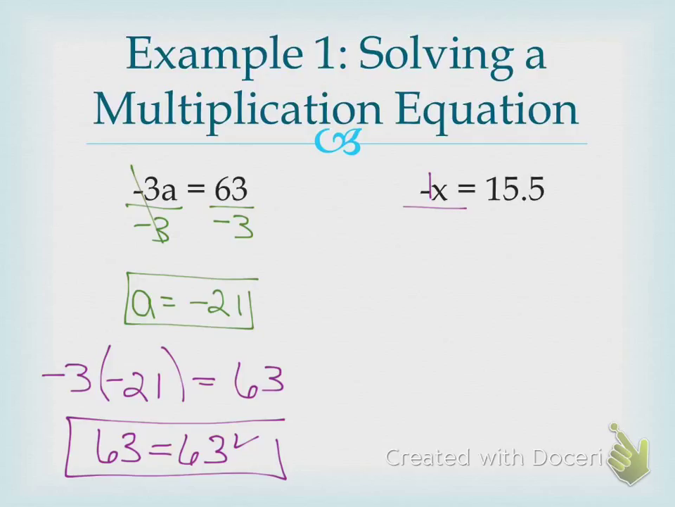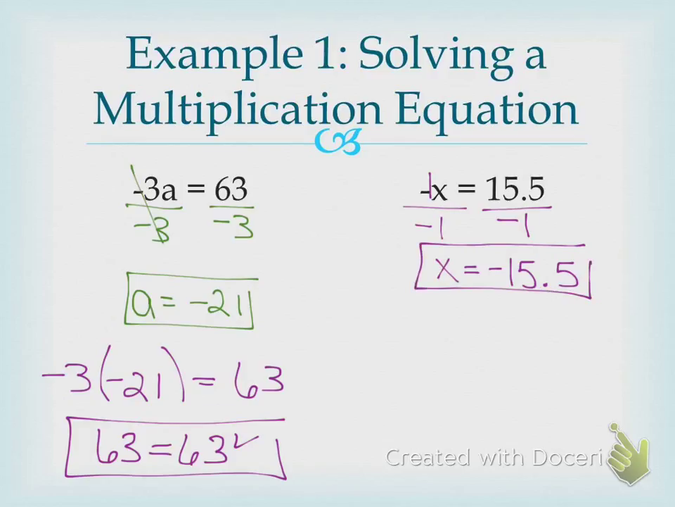Not 1, but negative 1. Divide by negative 1. You cannot have a negative variable. You have to take your negative with you to the other side. Divide both sides by negative 1. So basically, your sign just gets reversed. X equals negative 15 and a half.